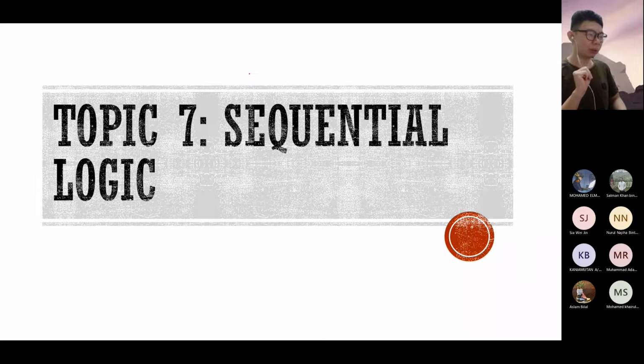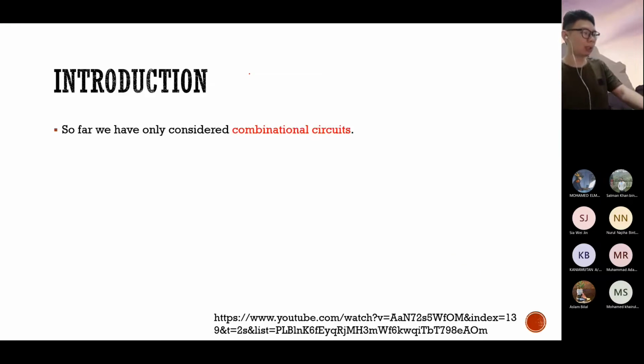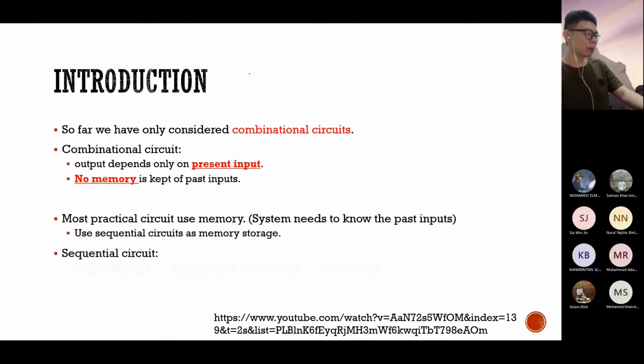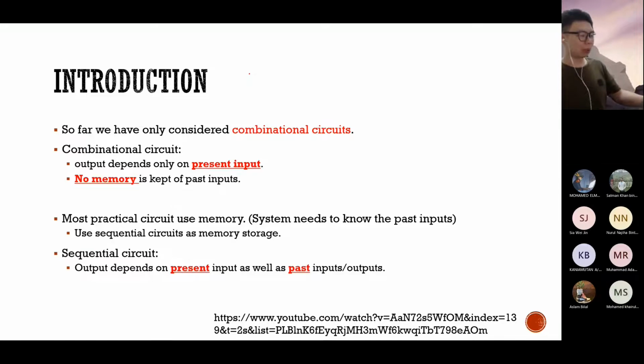Topic 7 is what we call sequential logic. In sequential logic, we care about the current state, current input, and current output, and we also care about the previous one. So that is the difference. This is a fundamental concept of how memory is created. In computer systems, memories are created using sequential logic. This is the introduction to sequential logic. The output depends on present input as well as the past input. This is a key point that we have considered.